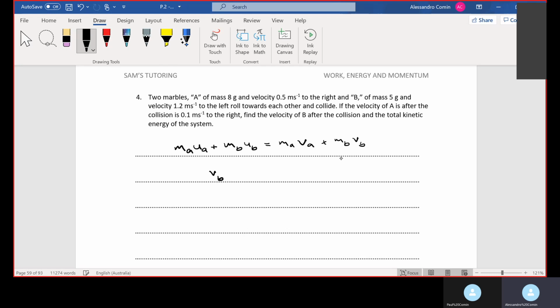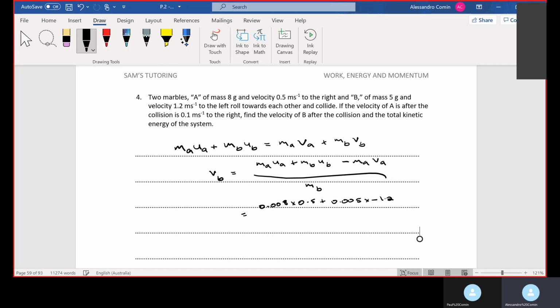But we're just rearranging for VB, and that's going to equal MAUA plus MBUB minus MAVA, divided by MB. Now let's sub everything in. A is 8 grams, so that's going to be 0.008 because we have to keep everything in kilograms. Velocity 0.5 meters per second to the right. So I'm just going to do times 0.5 plus 0.005 for the mass of B times minus 1.2.